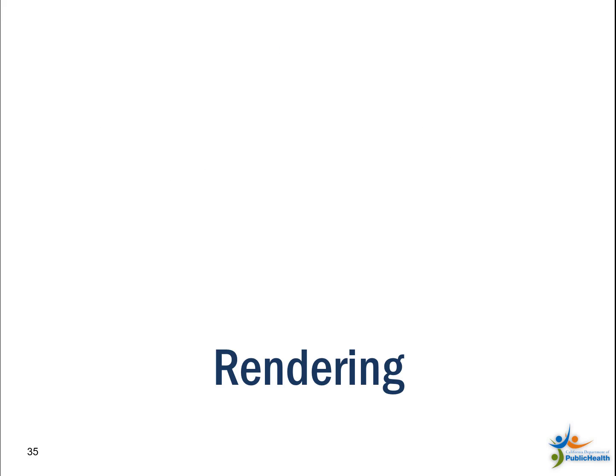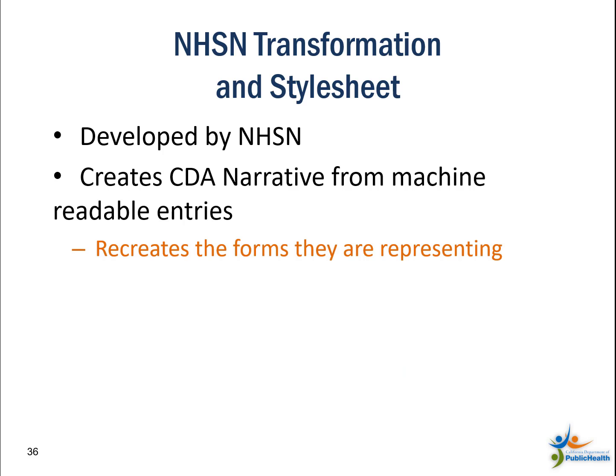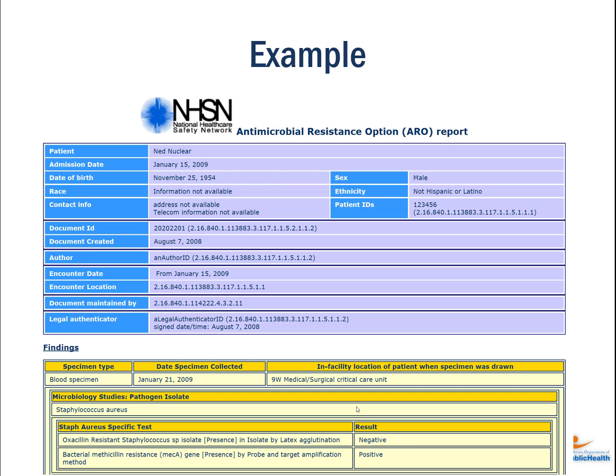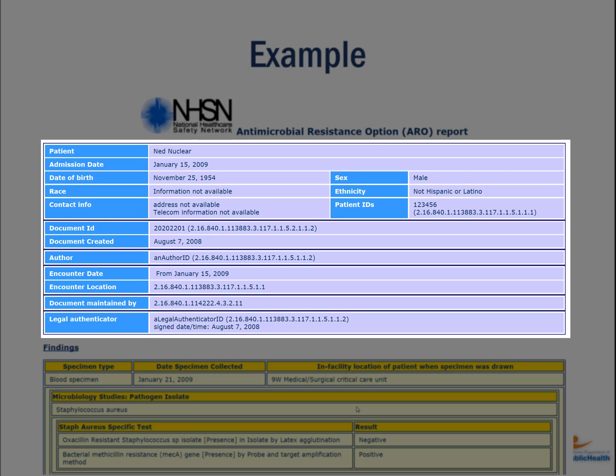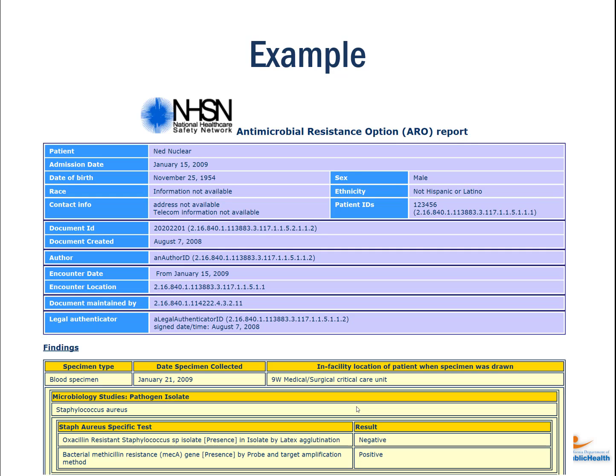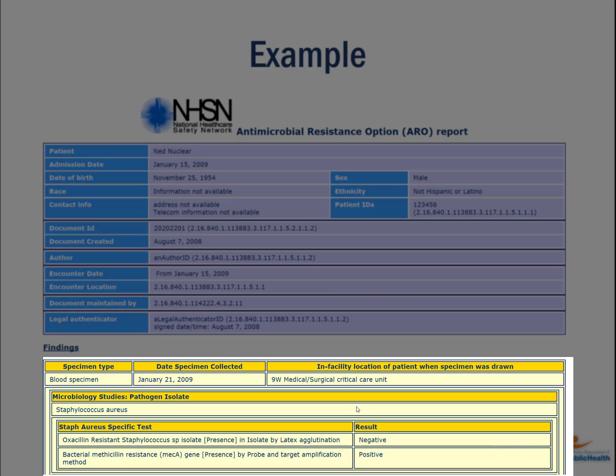To see the data in your valid CDA document in order to verify it, you can render it. NHSN provides a style sheet to render these reports. This style sheet was developed by NHSN and represents the report data in a web view using the same format as their paper forms. Here is an example of a rendered antimicrobial resistance report for a test patient. The contents in blue is the header information about the report. This includes information such as the facility ID and patient information. The information in yellow is the report data, which is the antimicrobial resistance test results.